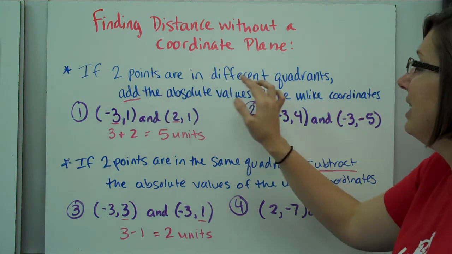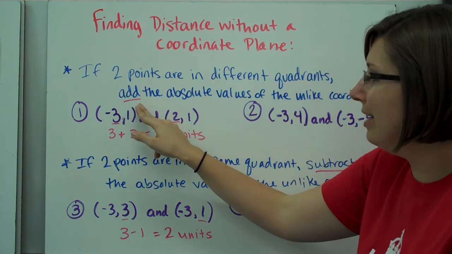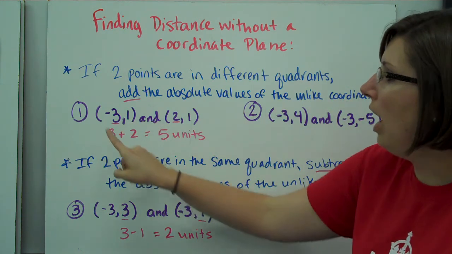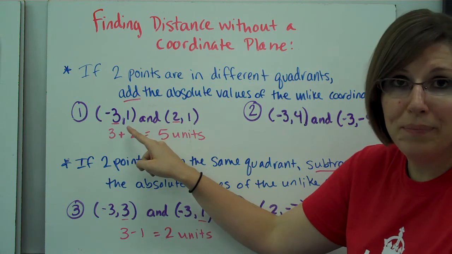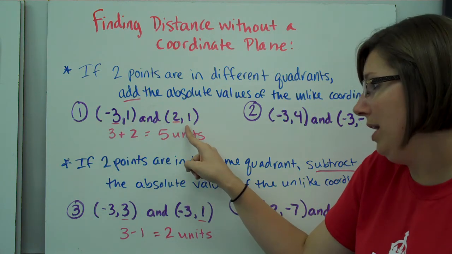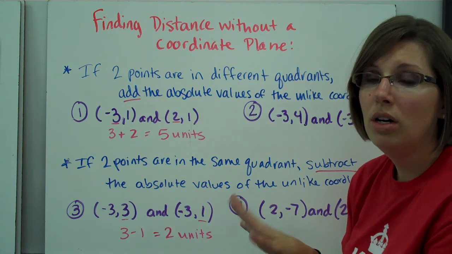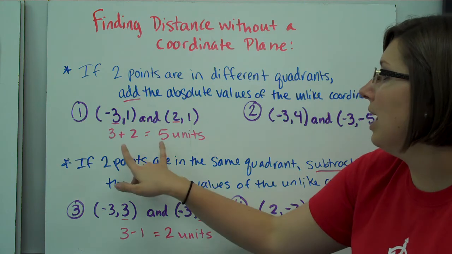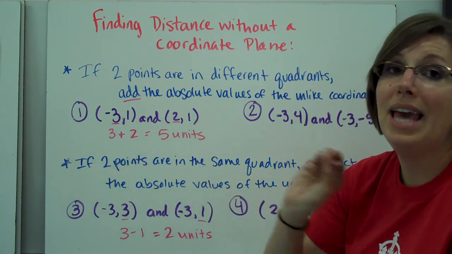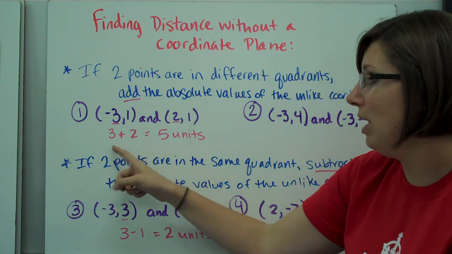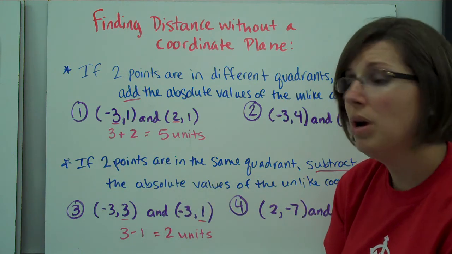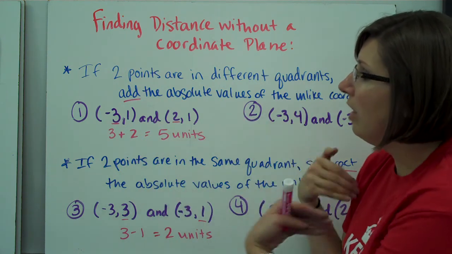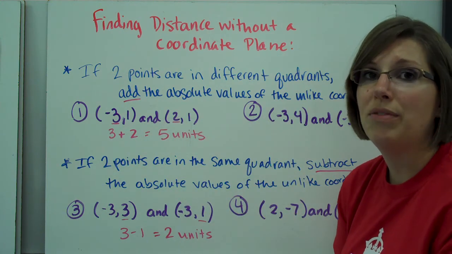If 2 points are in different quadrants, you're going to add the absolute values of the unlike coordinates. So if you notice here, I've got the point (-3, 1) and (2, 1). The ones are the similar coordinate, so I'm going to ignore those for right now. I'm going to take the absolute value of -3, which is 3, and the absolute value of 2, which is 2. And I'm going to add them because these 2 points are in different quadrants. 3 plus 2 is 5, so I know that these 2 points are 5 units away from each other.